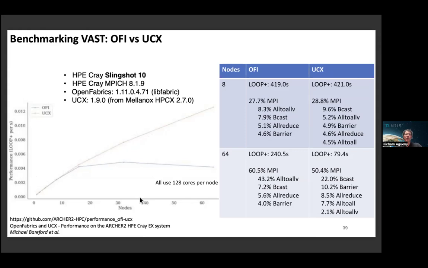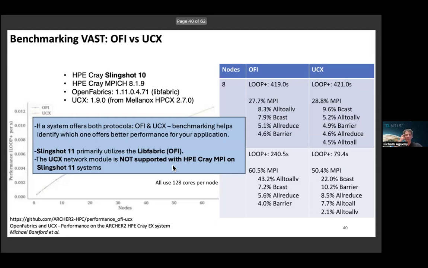But I don't think the low performance noticed here has to do with libfabric itself, mostly because the benchmarking of different MPI operations does not align with the observation here, meaning that there is something that goes beyond just libfabric versus UCX that needs to be taken into consideration. As I mentioned, if a system offers both protocols, it's good practice to benchmark both to identify which one offers better performance.